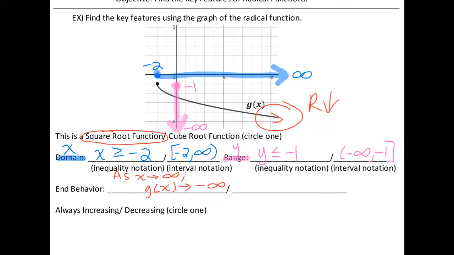And then for the other one, I have an endpoint, so I don't need to even worry about this one. It has an endpoint, so there's no end behavior for it. All right, then always increasing or decreasing. Again, you start from left to right. So farthest left, going towards the right. Am I increasing or decreasing? Decreasing. Good.